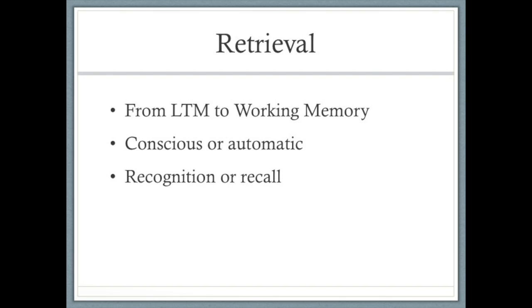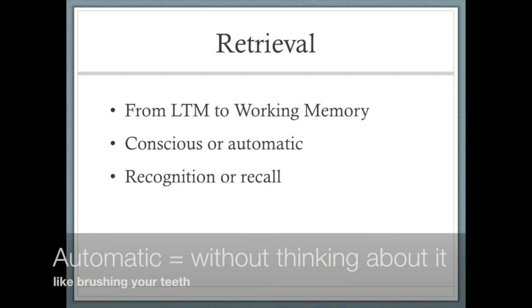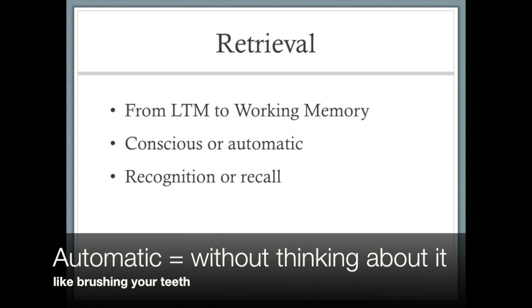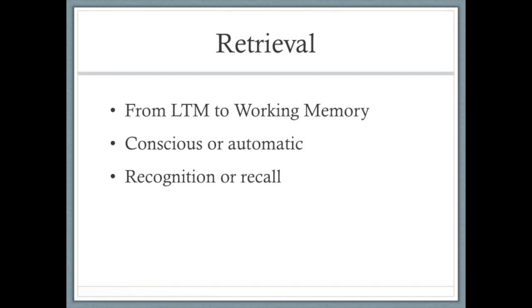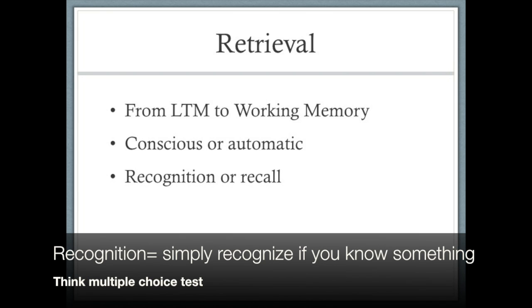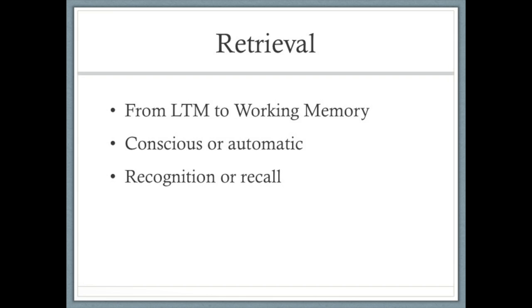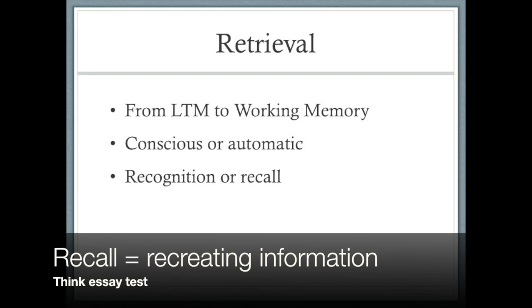However, for that information to be useful, we need to access it or retrieve it. The retrieval process is pulling information from long-term memory into working memory in order to use it. This process can be automatic, so you don't have to think about it, like how to brush your teeth, or it can be conscious, like how to solve a long division problem. You have to think about it. Retrieval is done either by recognition or recall. Sometimes we just need to see something and say, yes, we know what it is, like a multiple choice test. That's recognition. Other times we have to recreate the information, like an essay test.